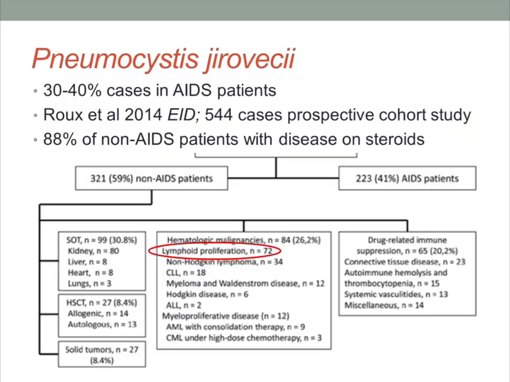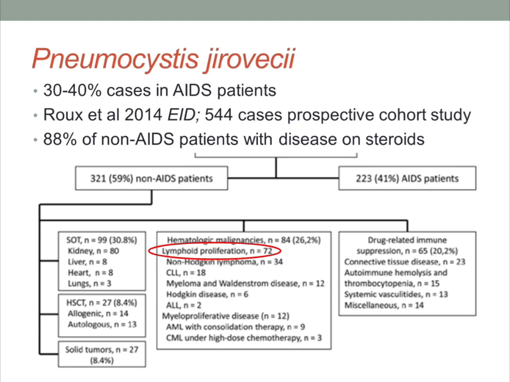In terms of who gets PJP, this was a study trying to characterize the risk factors in patients without HIV. We know HIV is a huge risk factor, probably 30 to 40% of all cases. The biggest risk factor for the non-HIV patients seemed to be corticosteroids. 88% of the 321 patients in this study were receiving corticosteroids. You see a lot of organ transplant, even some solid tumors.